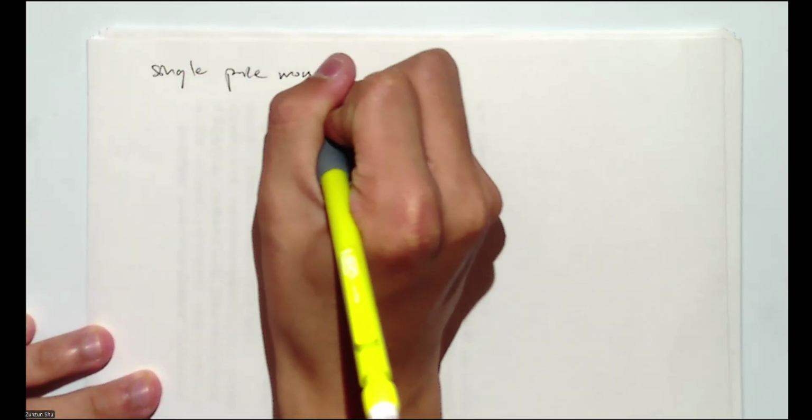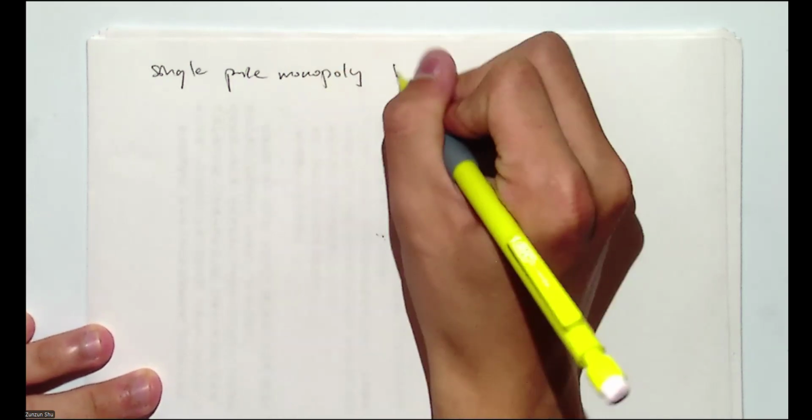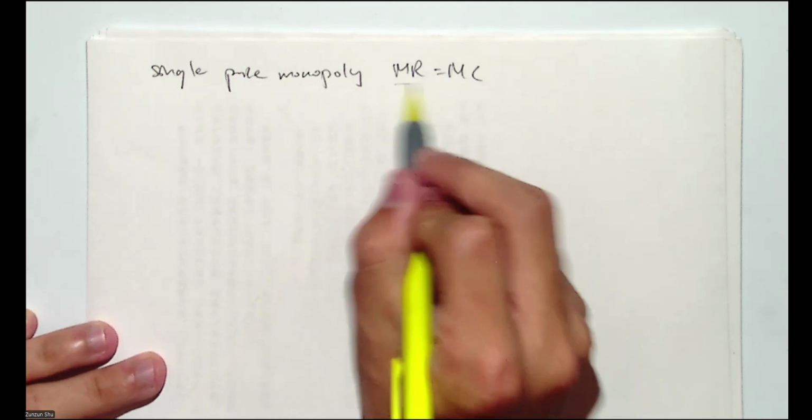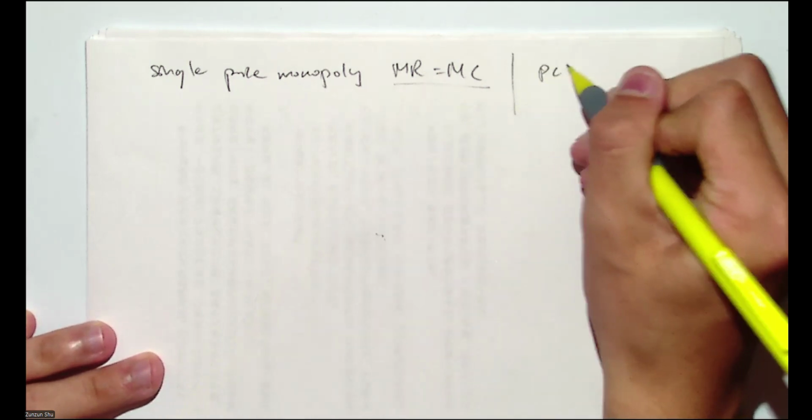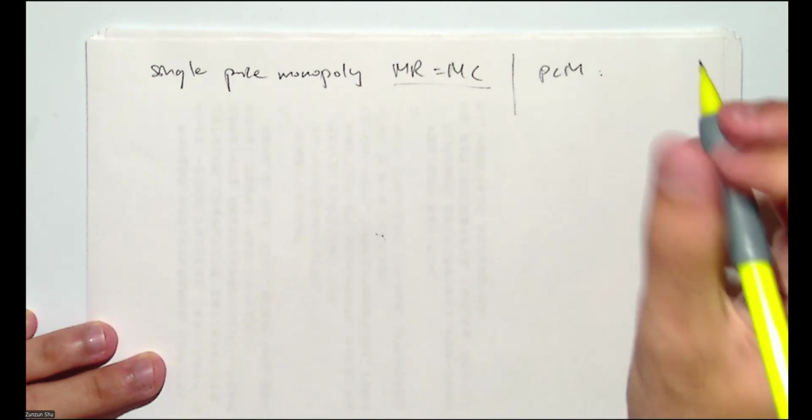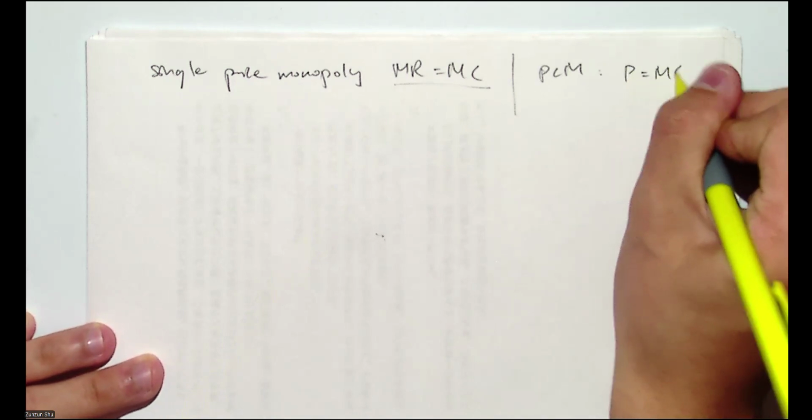And I want to begin with the very basic rule that in a monopoly, or at least specifically a single price monopoly, the rule is MR equals MC. Okay, so do know that. Likewise, remember, in a perfectly competitive market, instead of using MR equals MC, we might use P equals MC.